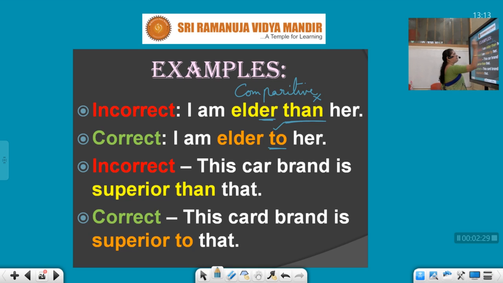Though you have a comparative adjective here of elder, you are not supposed to use than, but you are supposed to say to. So some exceptional cases and some words will only take to after the comparative adjective. Like, I am elder to her. This car brand is superior than that is wrong. Instead you have to say, this car brand is superior to that.